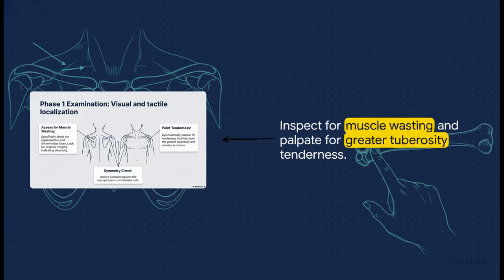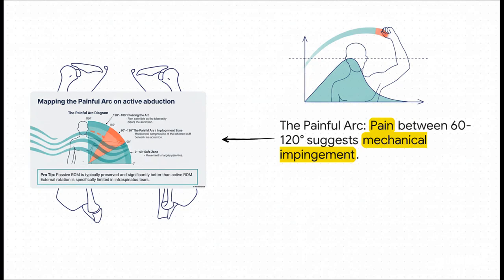Next up is the range of motion, and here we look for a classic finding called the painful arc. You'll ask the patient to actively lift their arm out to the side. As they do this, you'll see the pain often starts around 60 degrees and then eases off past 120 degrees. This happens because the inflamed tendon is getting mechanically compressed under the acromion in that range. Now, a crucial point here, passive range of motion is often much better than the active range. This helps you differentiate it from something like a frozen shoulder.